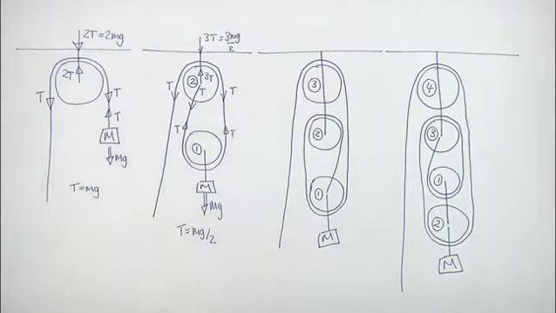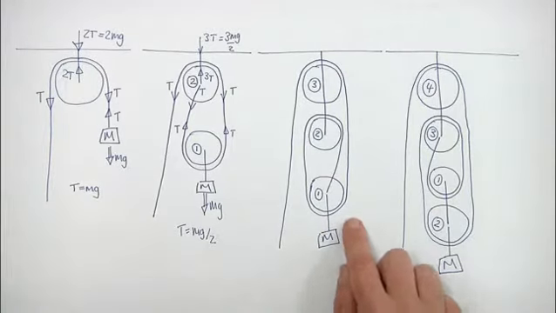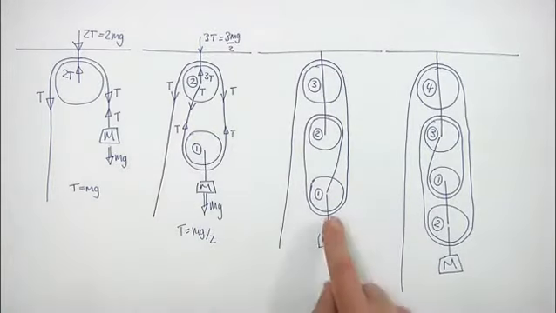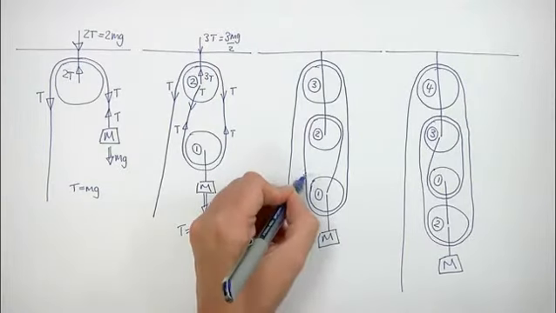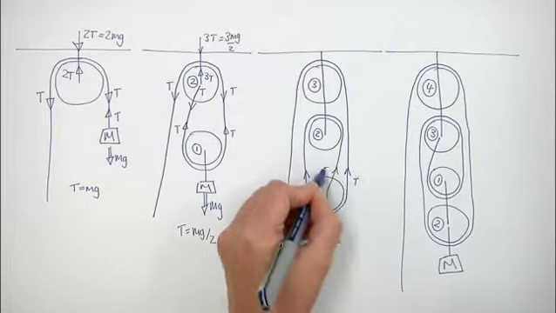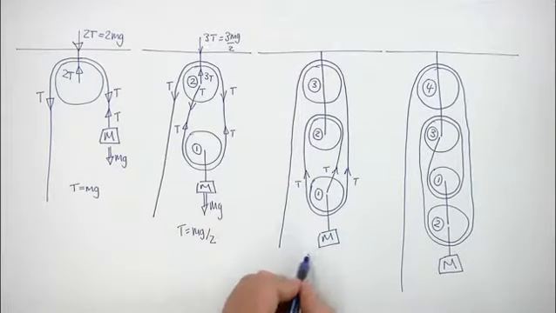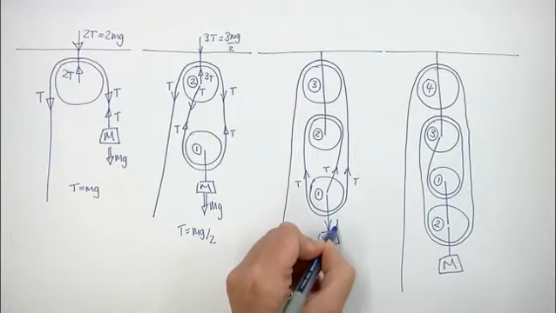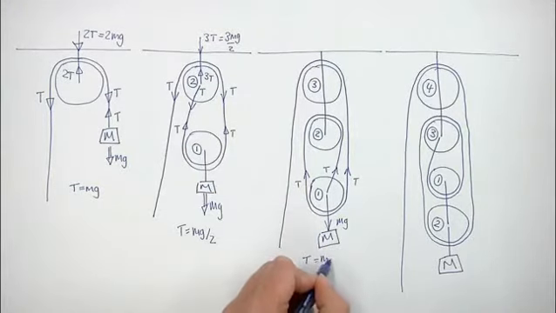Now let's consider a system with 3 pulleys. If we balance forces on pulley number 1, we can see that the tension must be equal to mg divided by 3.